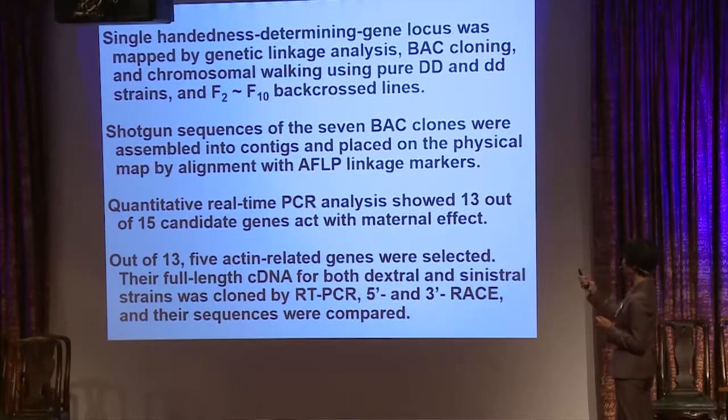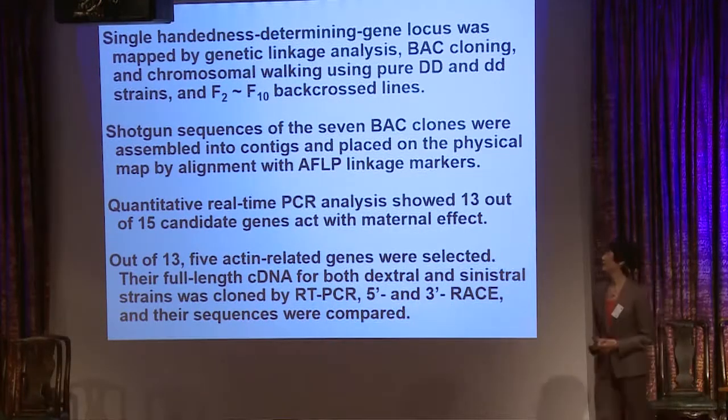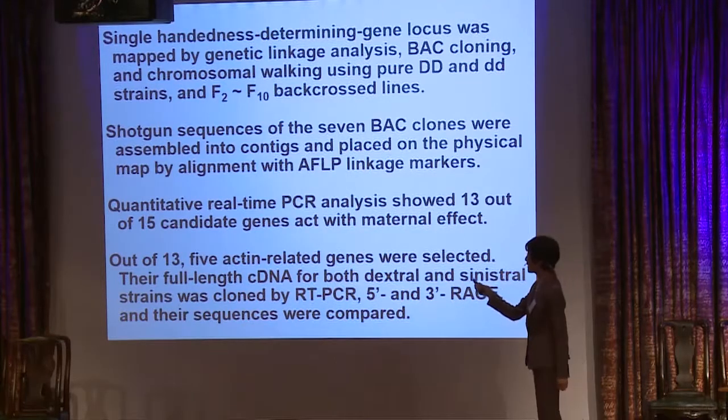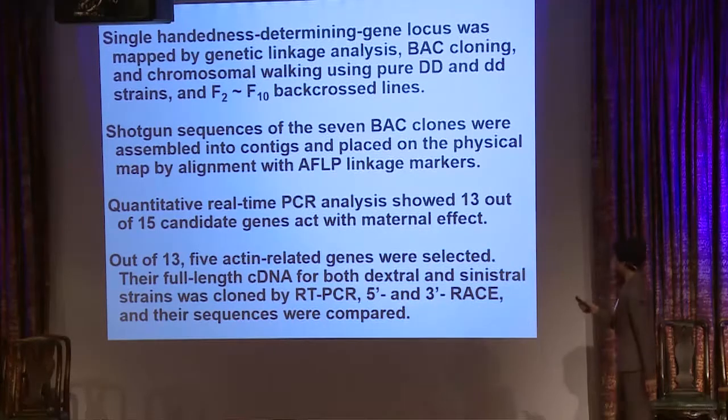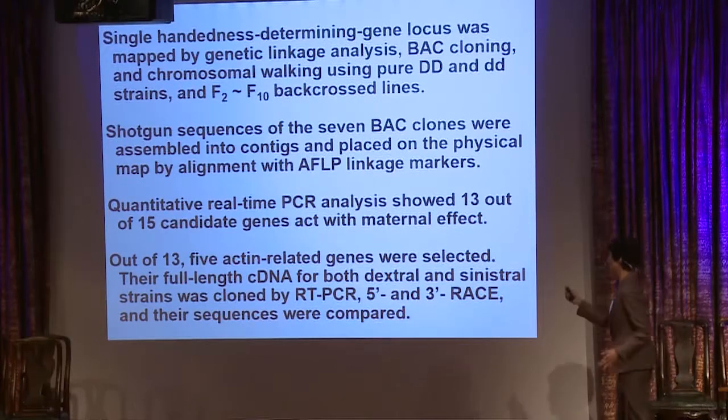The handedness-determining gene locus was mapped by genetic linkage analysis and BAC cloning. It's terrible to make a BAC clone library, but we did it, because no one wants to work with us, because I'm working on snails, not C. elegans or Drosophila. And chromosomal walking using pure large D, and small dd strains, and F2, F10. This is a congenic one I made, backcross lines. And then shotgun sequences of the 7 BAC clones were assembled into contigs and placed on the physical map by alignment with AFLP linkage markers.